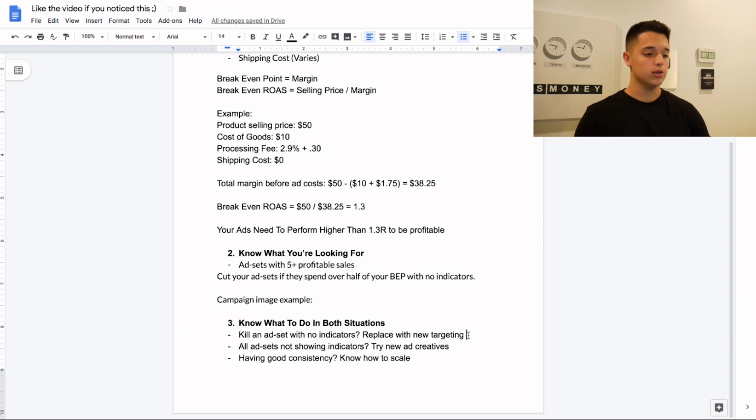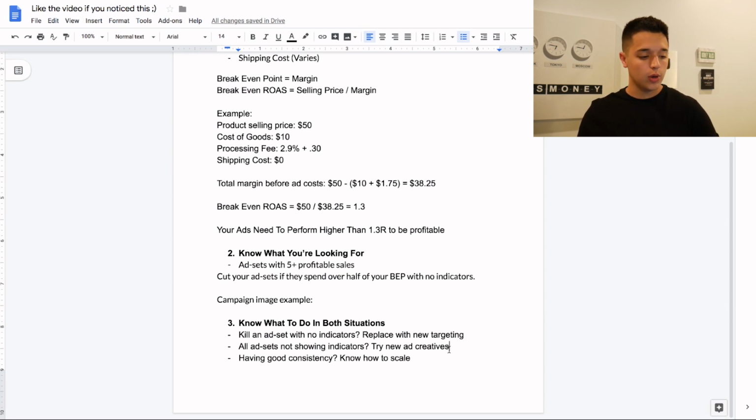So if you're cold testing a product and you have an ad set that passed half the break-even point with no indicators and it really just didn't work, then I would duplicate that, change the targeting, launch that ad set, and then turn off the one that wasn't working. That way you're replacing what was already spending that amount of money every day with something that has new potential to make you sales. So that's what I'm talking about with replacing with new targeting.